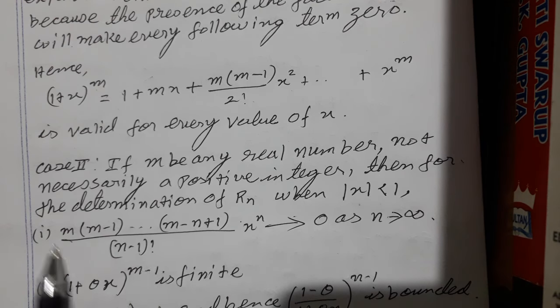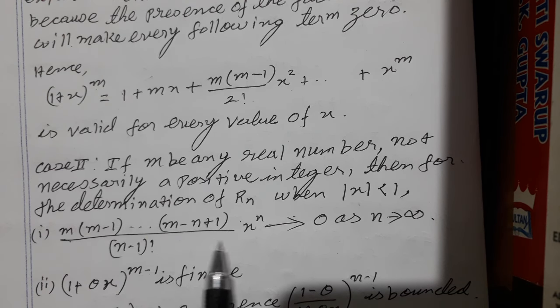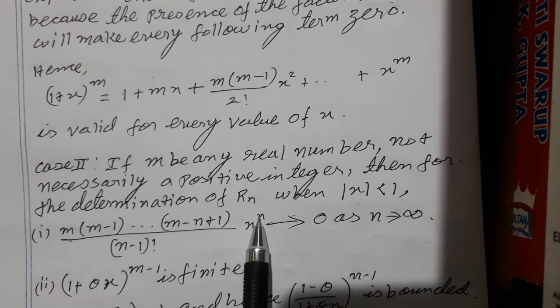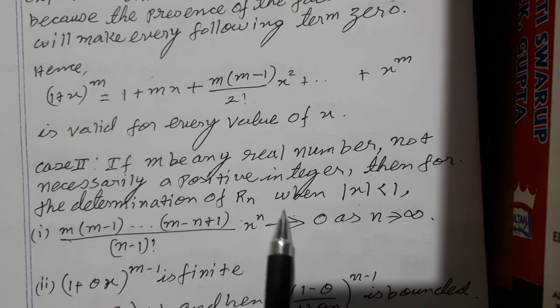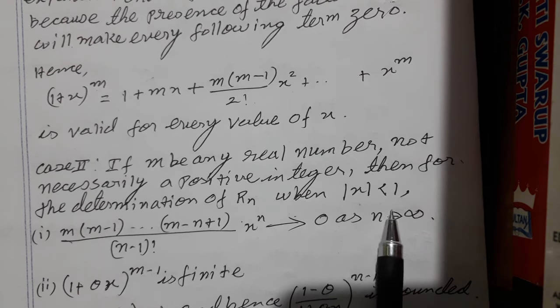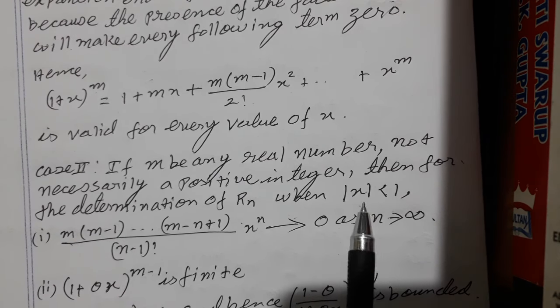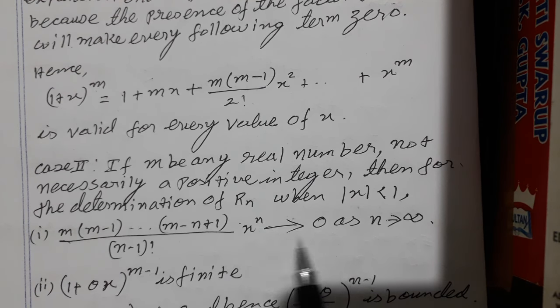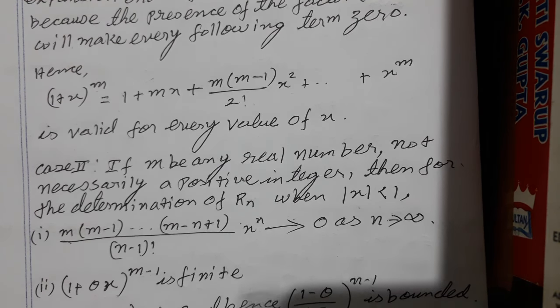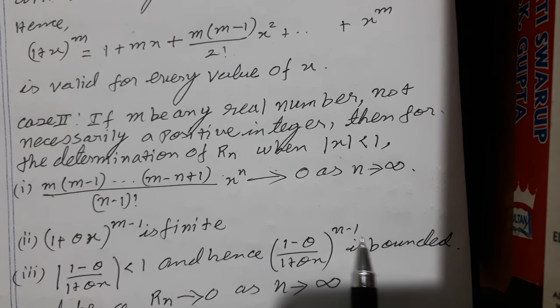This we can see is finite, so it will not depend on anything. So we have here x to the power n. I have also said in the previous video that x to the power n will tend to 0 only for those values of x lying between minus 1 and 1. For other values of x, we cannot say that this tends to 0. Since x is lying between minus 1 and 1, this value will tend to 0 as n tends to infinity. And this quantity is finite, less than or equal to 1, so it is bounded. That is, 1 minus theta by 1 plus theta to the power n minus 1 is bounded.